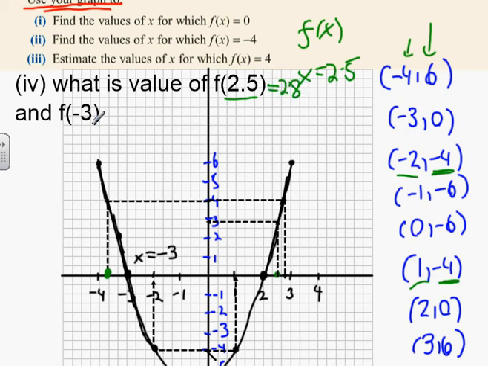And what about f of minus 3? F of minus 3, anybody? When x equals minus 3, the y value is 0. So f of minus 3 is 0. That's the reverse question you're talking about. Charlie.